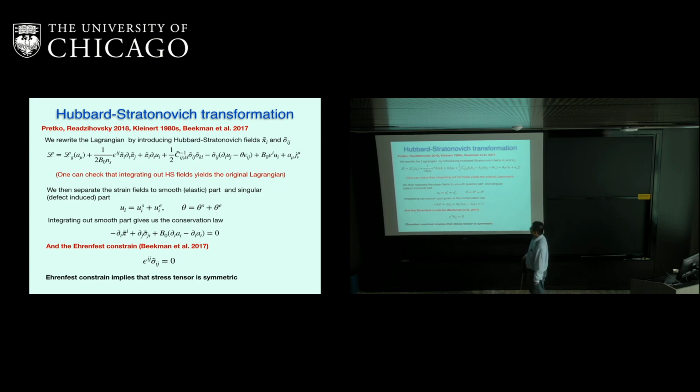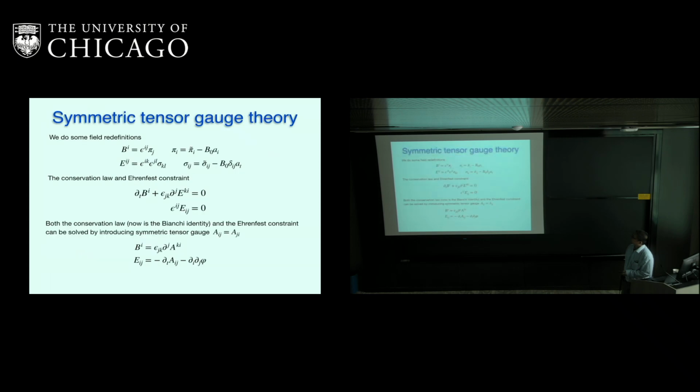And the conservation law here is nothing but the first two terms you recognize. This thing is the conservation of momentum, and here is the external force. So the first term is just a conservation of momentum. And the Ehrenfest constraint here is nothing but saying that your shear tensor needs to be symmetric. In some sense, this defect can move, but it has a constraint. It cannot move freely.